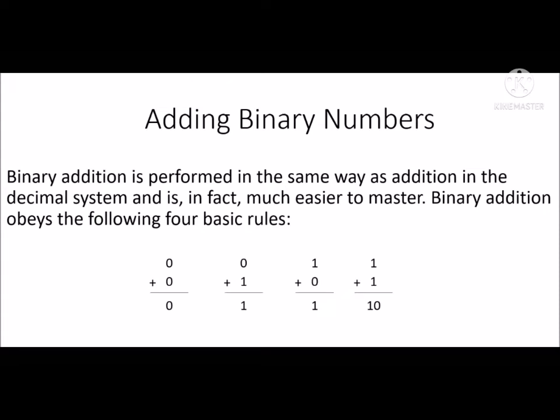Binary addition is performed in the same way as addition in the decimal system, and is in fact much easier to master. Binary addition obeys the following four basic rules. 0 plus 0 is equal to 0, 0 plus 1 is equal to 1, 1 plus 0 is equal to 1, and 1 plus 1 is equal to 10.